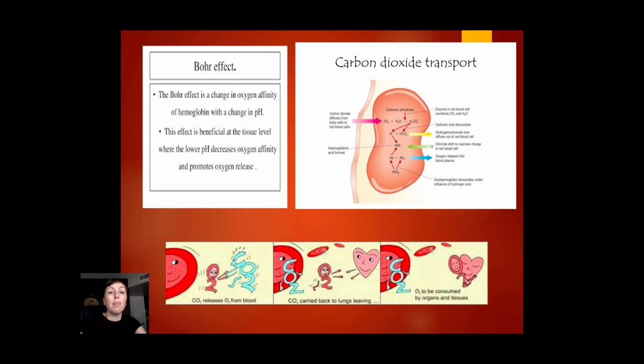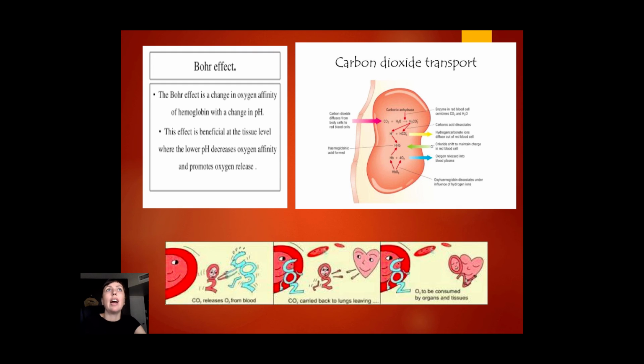So this leads us to the idea of the Bohr effect. The Bohr effect, in general terms, is a change in oxygen affinity. Oxygen affinity means how much oxygen hemoglobin will bind with. So it's a change in the oxygen affinity of hemoglobin with a change in pH. And the effect is beneficial at the tissue level, where lower pH decreases oxygen affinity and promotes oxygen release. So what this is saying is that when the pH decreases, in other words, when our blood becomes a bit more acidic, then that will trigger a chemical reaction which allows hemoglobin to release that oxygen. And in turn, it will pick up that CO2, and that's really incredible if you think about it.